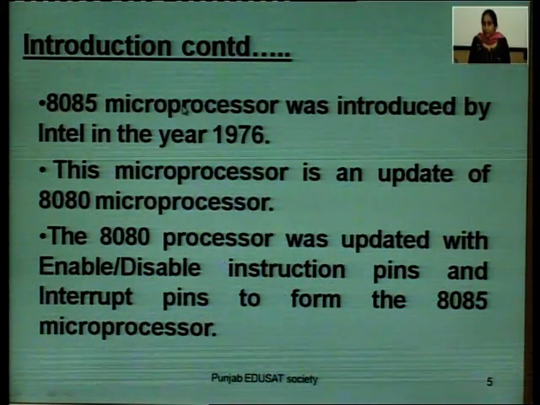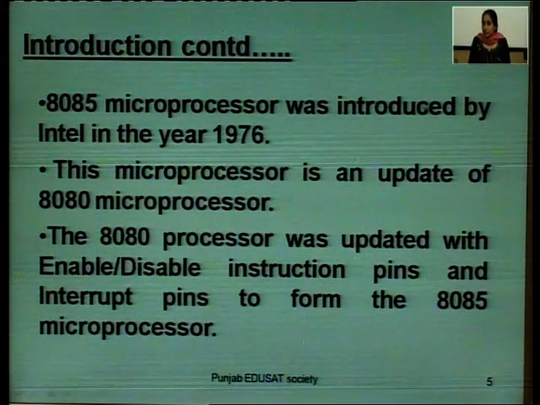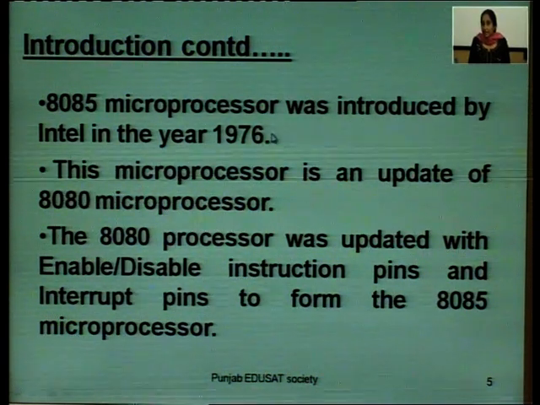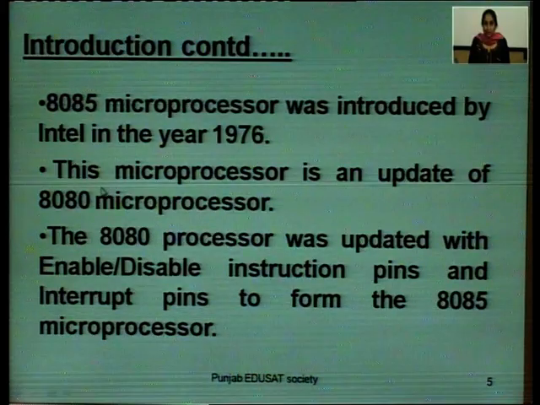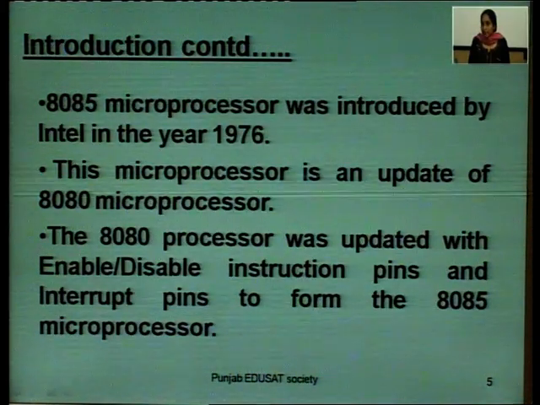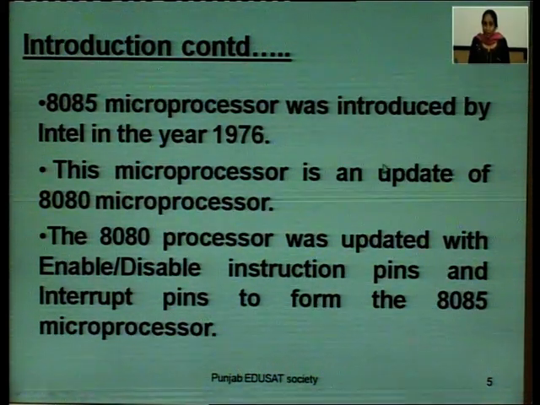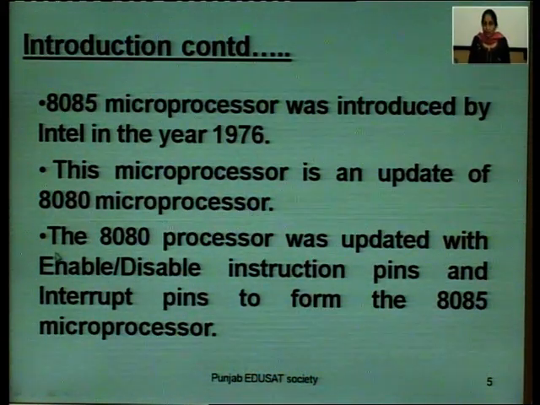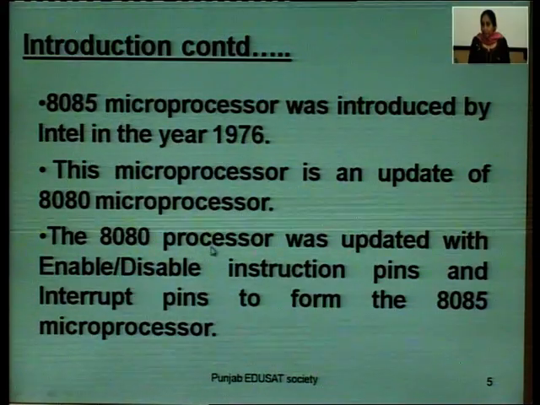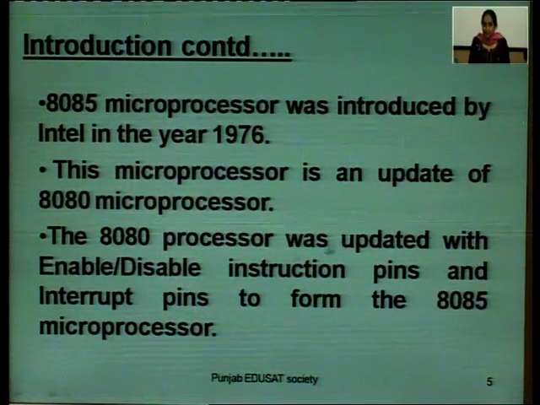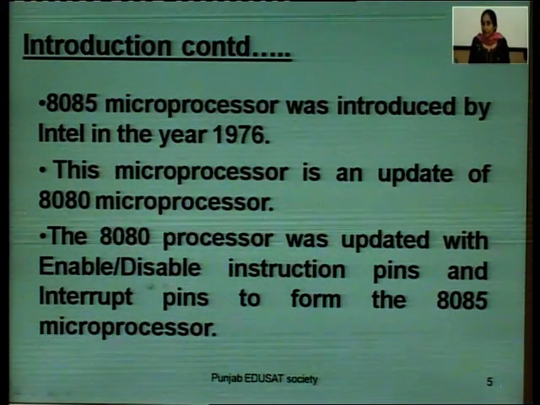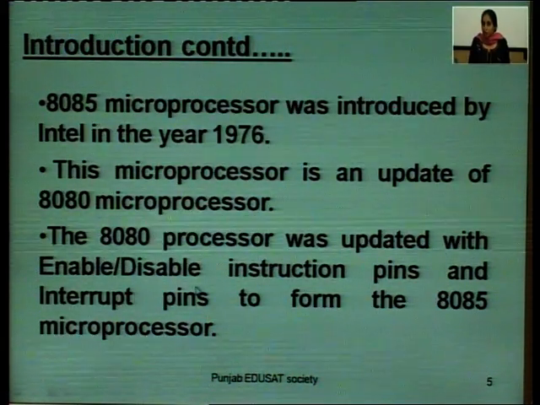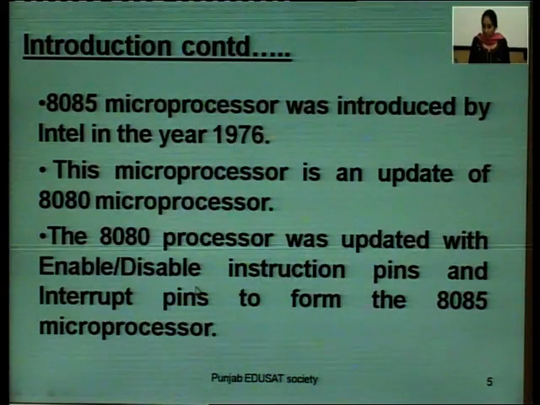8085 microprocessor was introduced by Intel in 1976. This microprocessor is an update of 8080 microprocessor. The 8080 processor was updated with enable or disable instruction pins and interrupt pins to form the 8085 microprocessor.